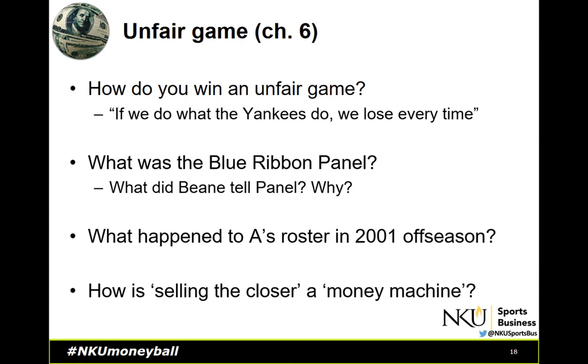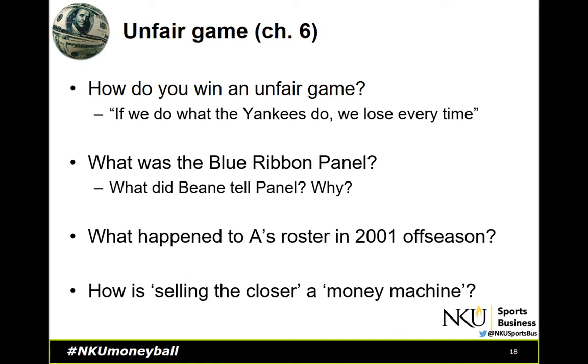Billy also has another plan to raise some revenue. It's called selling the closer. So what does this mean, selling the closer, and why is this a money machine? Well, he figures out, again, this is about inefficiencies in the marketplace, that if you put somebody in the closer role, they could be a mediocre pitcher or worse, and they'll still rack up a bunch of saves because you're putting them in the game at an opportunity when saves are almost guaranteed. Not guaranteed, but very likely.